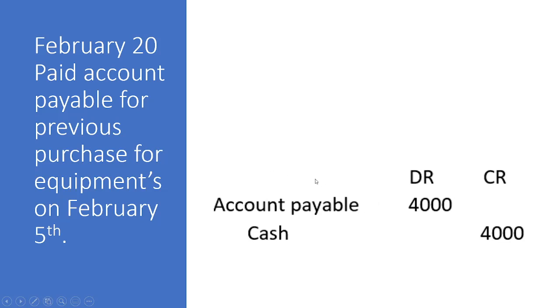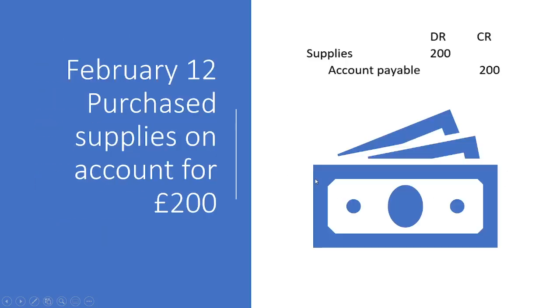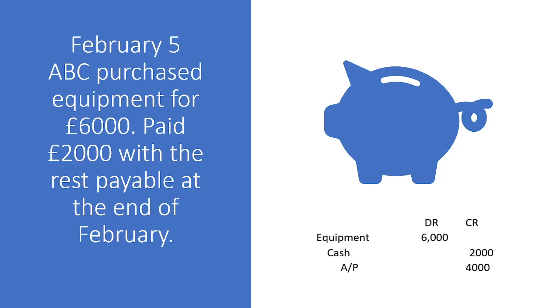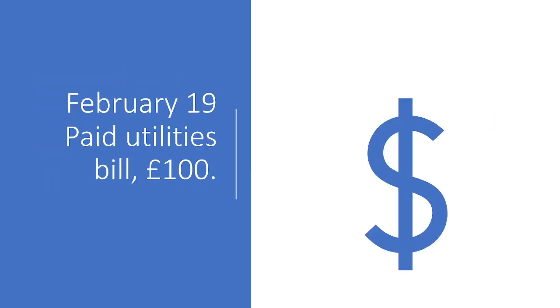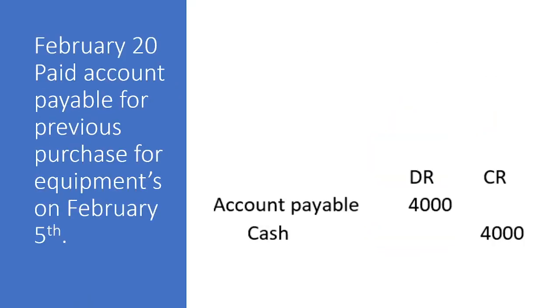And if you go back to February 5th, we can see what happened. Here we go. So the total amount we purchased for was 6,000, right? We paid 2,000 and we have the accounts payable for 4,000. So now we're just going to pay back what we owe. I think it was here, yeah. And we're going to make a recording like that. Next one.